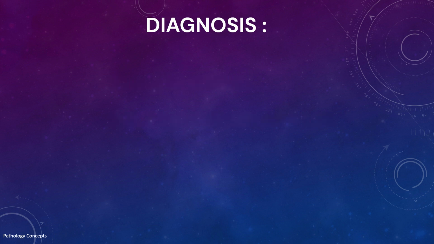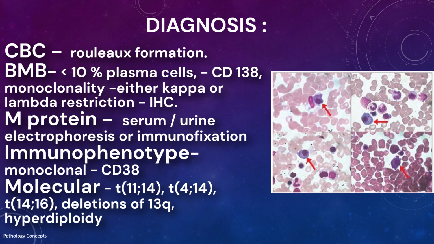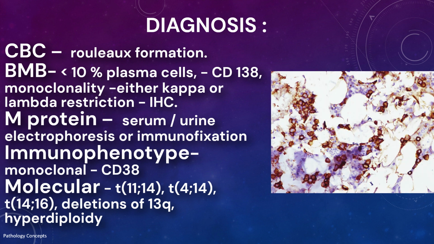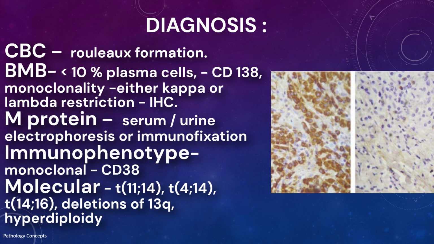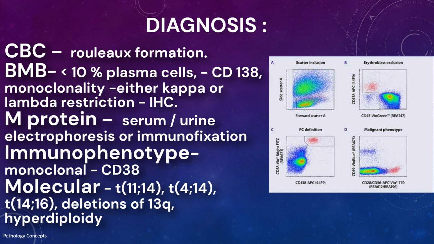Diagnosis. CBC usually normal but may show rouleaux formation. In the bone marrow biopsy, plasma cells are less than 10%. It can be identified with CD138 and monoclonality can be seen as either kappa or lambda restriction by IHC. M protein can be identified in the serum or in urine by electrophoresis or immunofixation. In the immunophenotype, monoclonal plasma cell with bright CD38 expression with aberrant CD56 population can be seen.